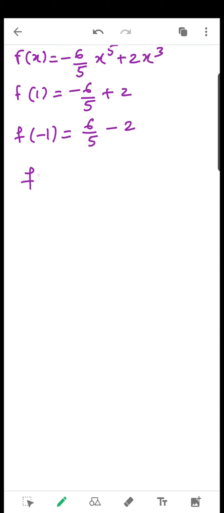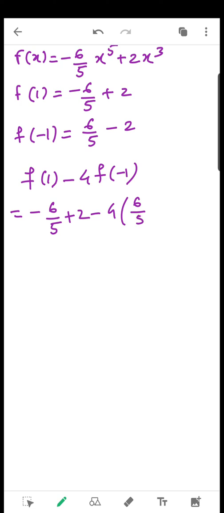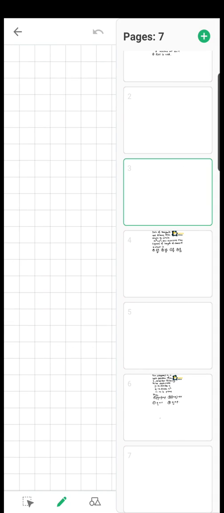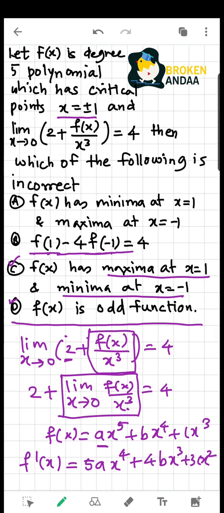Now we want to find f of 1 minus 4 times f of minus 1. So it is minus 6 by 5 plus 2 minus 4 times 6 by 5 minus 2. That is equal to minus 6 by 5 plus 2 minus 24 by 5 plus 8. So it is minus 30 by 5 plus 10. And minus 30 by 5 is minus 6, plus 10. So that is equal to 4. So if we go to the question again, f of 1 minus 4 f of minus 1 is equal to 4. So this is also correct. So B, C and D are correct, but the question is which of the following is incorrect, and the answer is option A. Thank you.